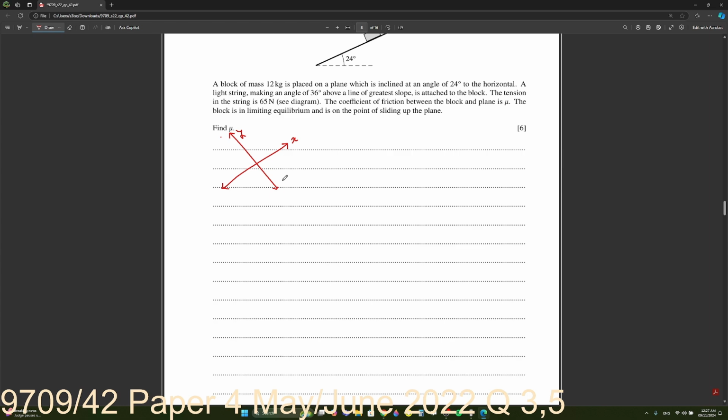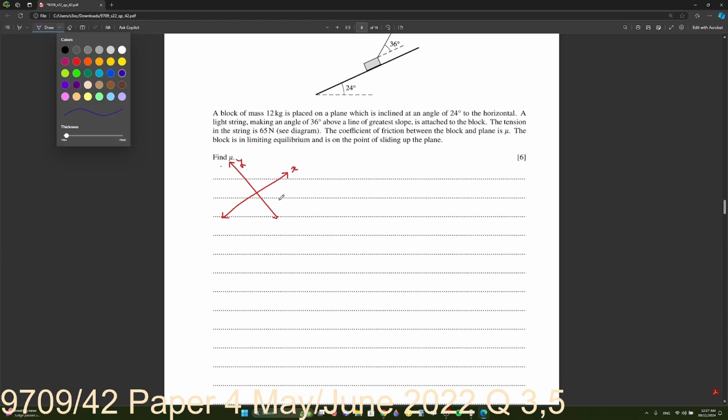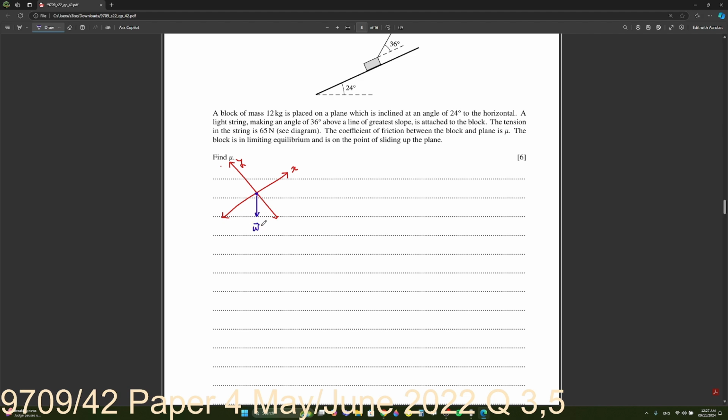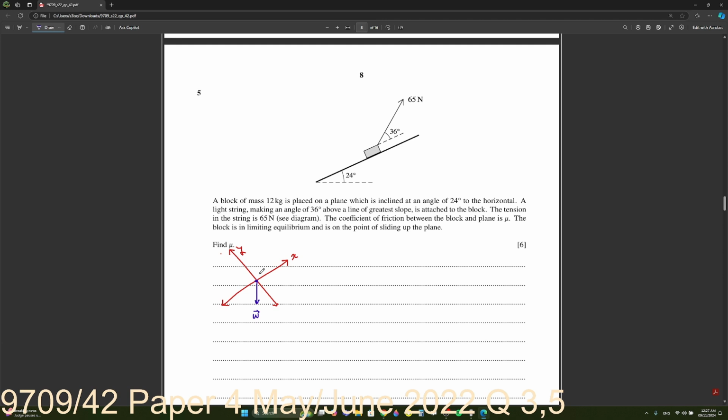Okay. We're going to start first thing with the weight, W. What else do we have? We have many forces here. We have our force which is pushing it, T, 65 Newton, right? It's a tension force. We also have the normal reaction of the plane. And we have the friction, which is preventing it from sliding up the plane, right? Friction is always opposing the direction of the motion you want. We're pushing it to the right, so it will go to the left.